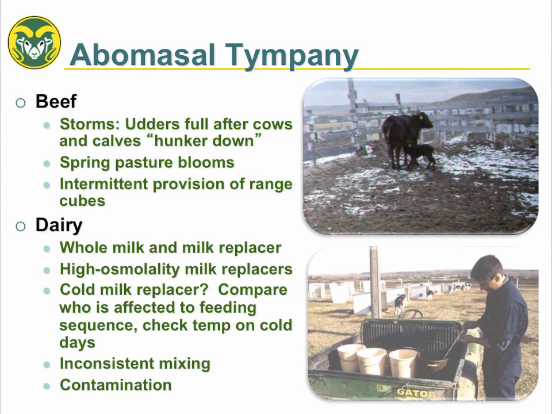Dairy. Whole milk and milk replacer can be involved, especially milk replacers and some of the high protein milk replacers. As I say, mixing is critical with those milk replacers, that you get even mixing throughout and it stays mixed as you go through and feed all of the calves. High osmolality milk replacers will decrease gastric emptying. Cold milk replacers may decrease gastric emptying. Again, look at that sequence of their feeding and where is the disease happening in that sequence of feeding through the calves. Inconsistent milking, and then contamination.